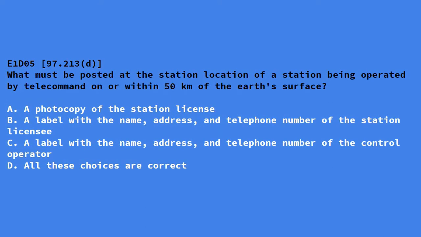E1D05, what must be posted at the station location of a station being operated by telecommand on or within 50 kilometers of the Earth's surface? Correct answer is all of these. So a photocopy of the station license, a label with the name, address, telephone number of the station licensee, along with a label with the name, address, and telephone number of the control operator.